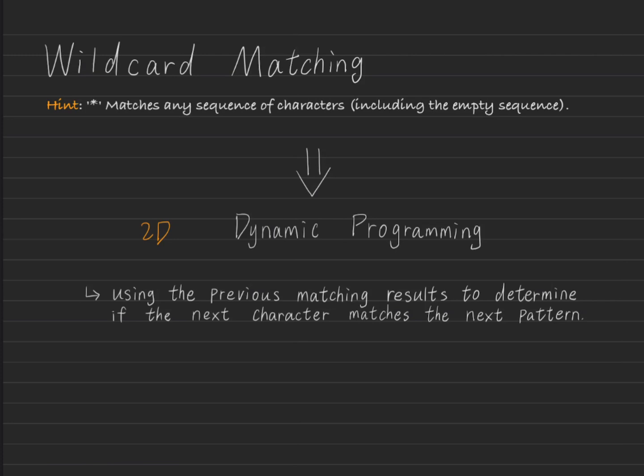This leads to our general approach, which is a 2D dynamic programming problem. And the idea is that using the previous matching result, we can determine if the next character in the string matches the next character in the pattern. Let's start building our 2D dynamic programming table.